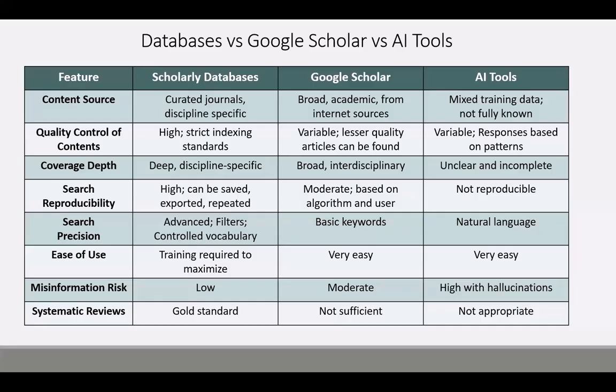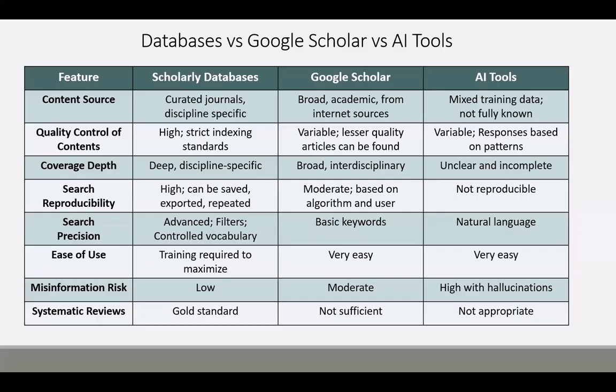Your risk of misinformation is very low with a scholarly database because the journal articles that are in there are high quality. Google Scholar is going to be moderate because it could pull some questionable sources. And then AI tools could very much hallucinate, especially with citations.